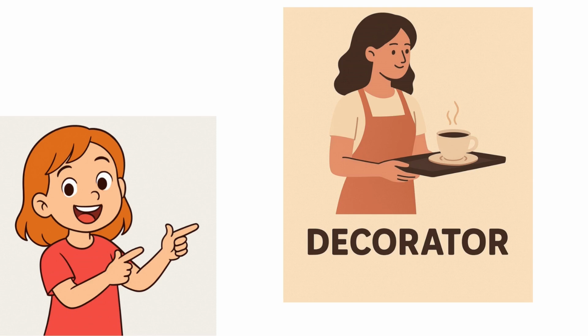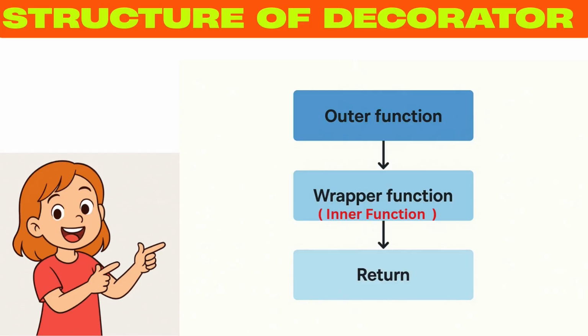Got it? So now let's see the structure of a decorator. A decorator has three main parts. The outer function that takes the function as an argument. The inner function which adds the extra code before or after the original function. And the third part is that it returns the inner function. This is what happens.